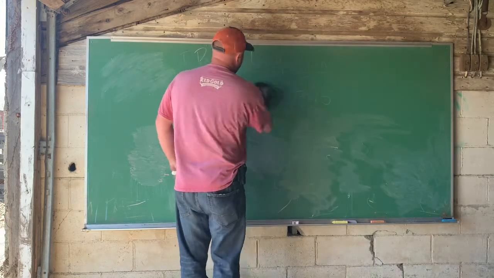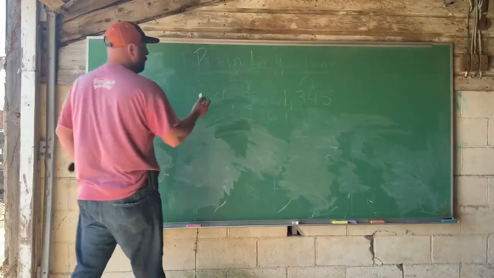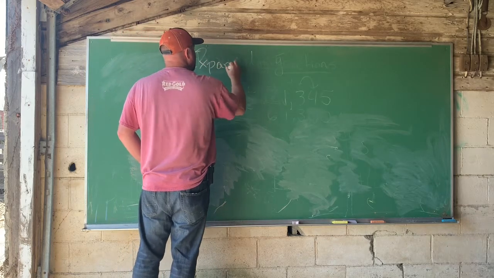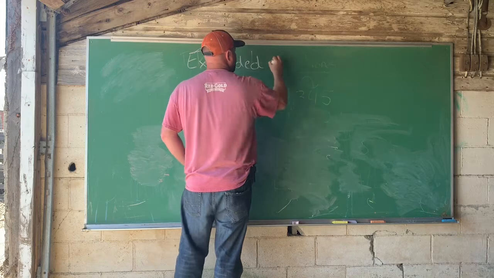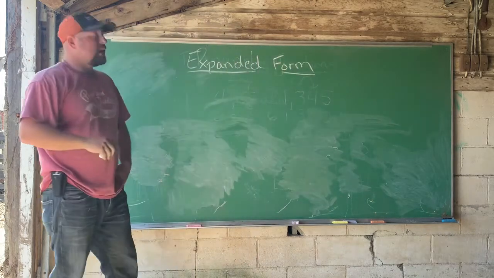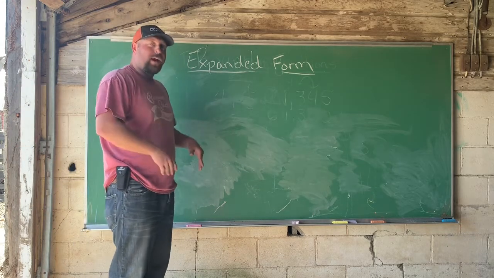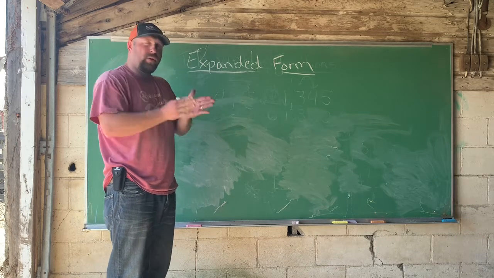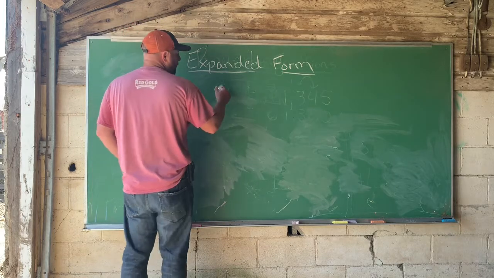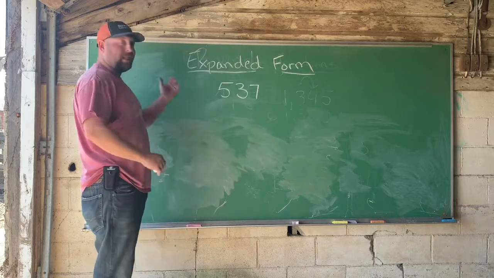Now the second standard that we are going to cover this week is going to be expanded form. Now expanded form, which we've already gone over, is when we take a number and we make sure that we check every single place value. We break it down into each place value. So if I have the number 537, I'm going to work left to right.